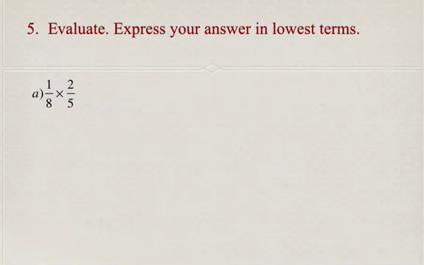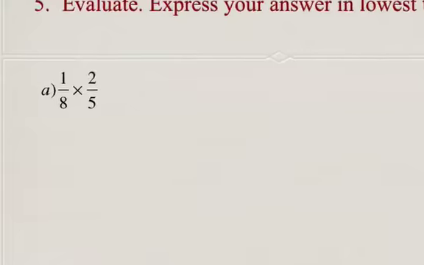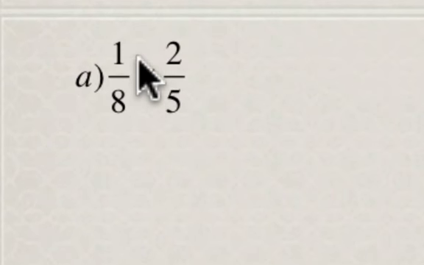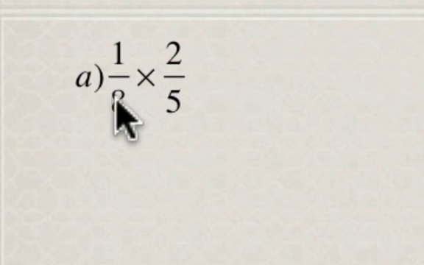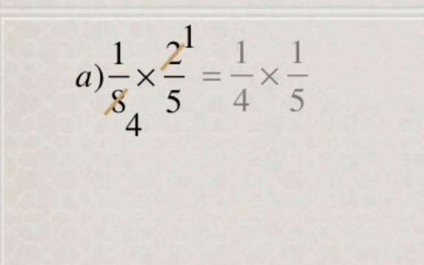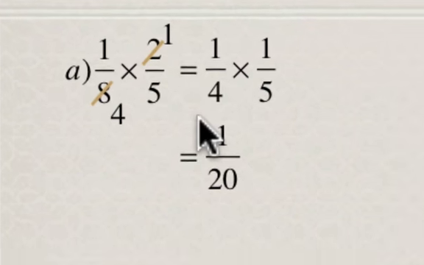We are asked to evaluate these multiplication and division questions of fractions in lowest terms. The first thing you have to do here is look to simplify where you can. 8 and 2 have a common factor, which is 2. 2 goes into 8 and 2 goes into itself, so 2 goes into 8 4 times and into 2 once. So this simplifies to be 1 over 4 times 1 over 5. Then you just multiply the numerators and multiply the denominators. So it comes out to be 1 over 20.